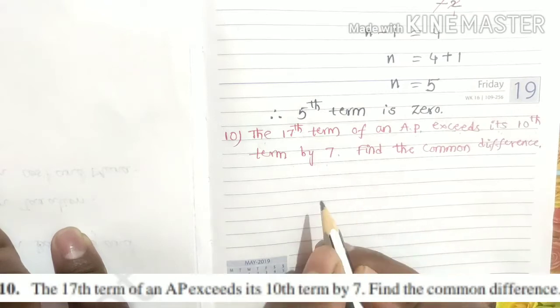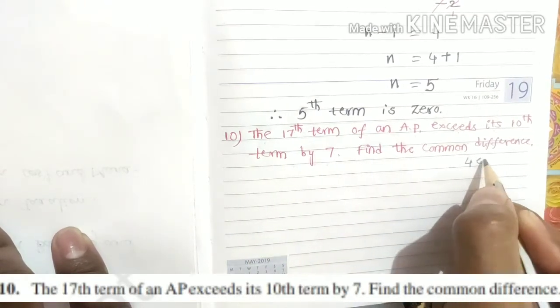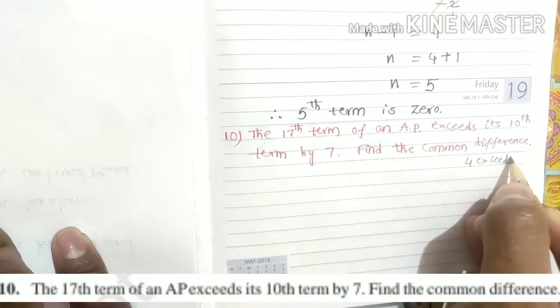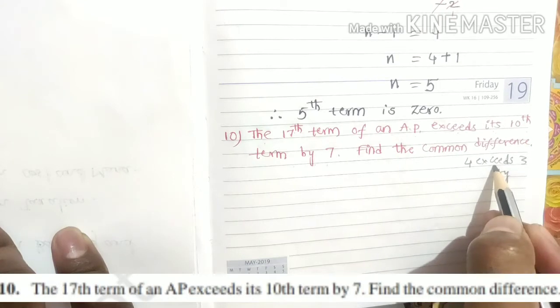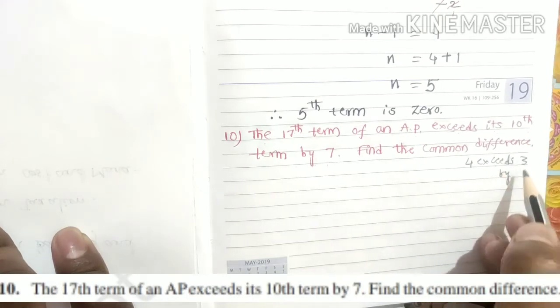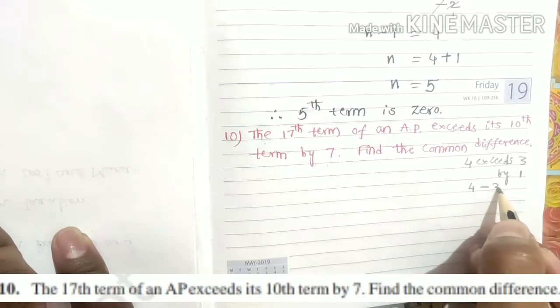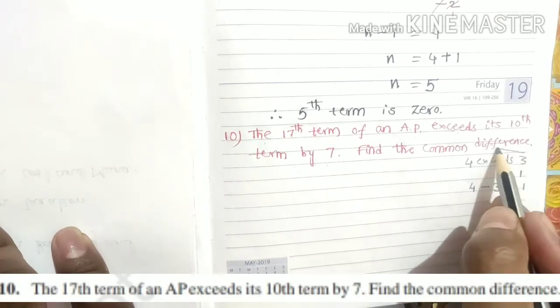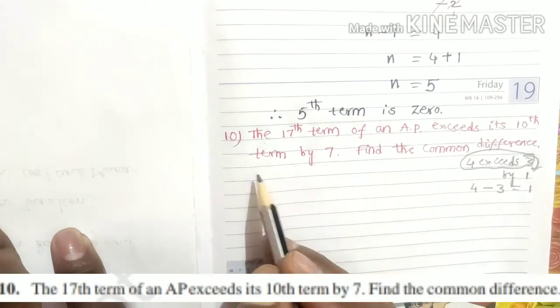7. For example, 4 exceeds 3 by how much? 4 is in excess of 3 by 1. So how can we represent this? 4 minus 3 is equal to 1. That means the difference between these two will be 1. The same logic is applicable here.